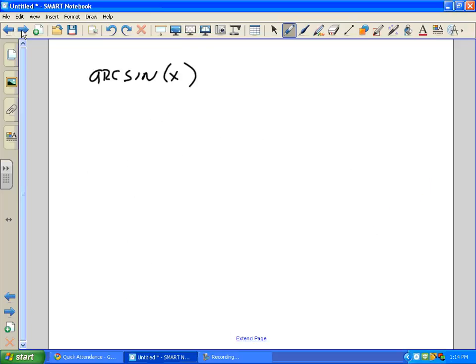Most calculators are using the inverse notation. A lot of textbooks like arc, but they mean the same thing. Arc sine of x is exactly the same as the inverse sine of x. Okay? The exact same thing.